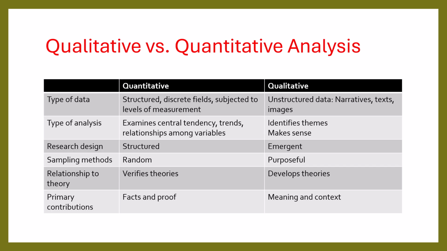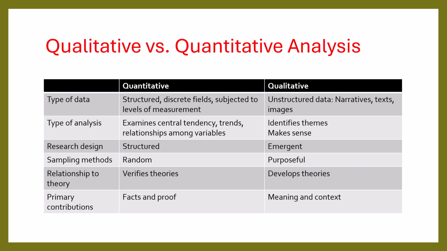Quantitative analysis ideally uses random sampling, if you have to sample, so you can generalize the results to a larger population. Qualitative analysis specifically seeks out individuals or places or a population of data to study because it matches certain criteria. Quantitative analysis often verifies theories. Qualitative analysis often helps develop those theories. And the primary contributions of quantitative analysis are facts and proof, whereas qualitative analysis provides meaning and context. All right.